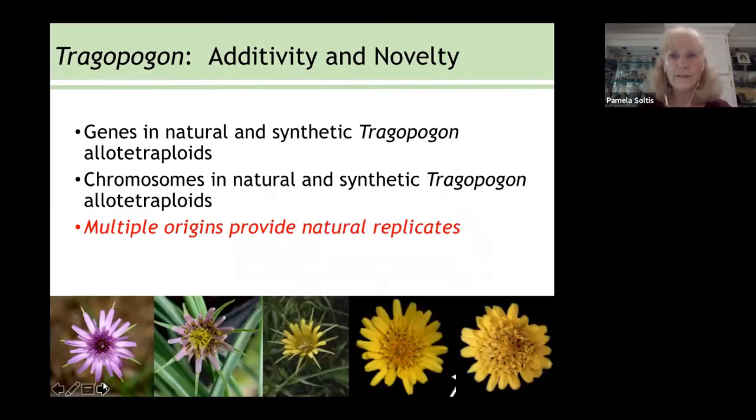So for about the last 35 years or so, Doug and I have been studying these polyploids, and we've been interested in the extent of additivity of the parental characteristics that is found in each of the polyploids, and also in the amount of novelty that we see in the polyploids relative to the diploid parents. And we've been studying this at both the genetic level and at the chromosomal level in both natural allotetraploids and in synthetic allotetraploids that have been generated through our research program. And again, the multiple origins of each of the polyploid species provide us with natural replicates so that we can evaluate the possible common aspects of polyploidization and the common impacts that polyploidization may have.